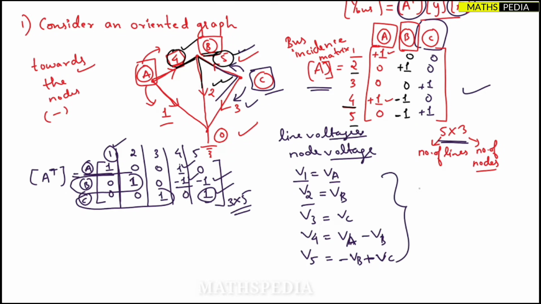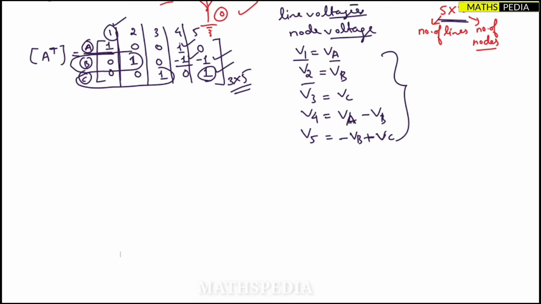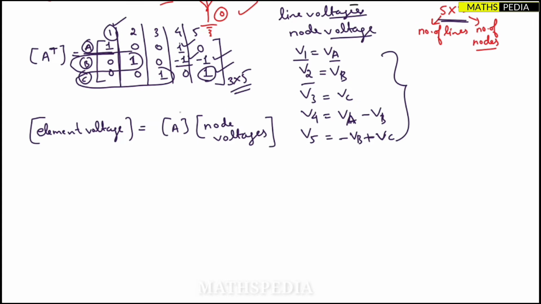So this is nothing but the relation we are trying to develop. Okay, so what is the relation between the line voltages and the node voltages? From this we can understand that the element voltages or the line voltages matrix will be equal to the A matrix into the node voltages or the bus voltages. So multiplication of this will give me what? Element voltages V1, V2, V3. Correct? From that only we derive.